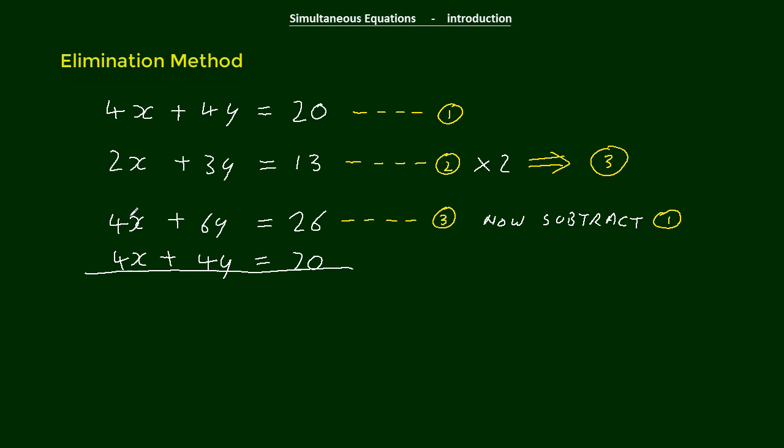4x from 4x disappears. 4y from 6y, 2y. 26 minus 20, 6. Therefore y equals 3.